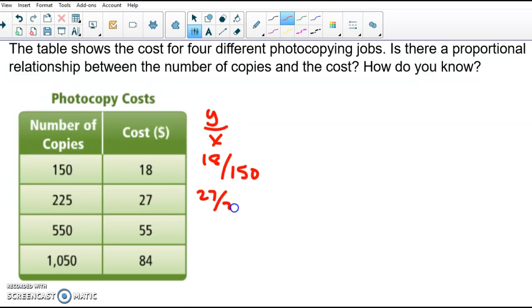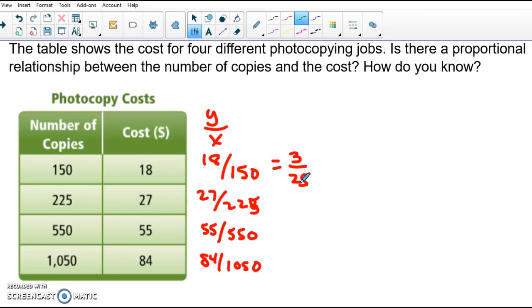So then I have 27 to 25, and then I have 55 to 550, and then I have 84 to 1050. So what I'm noticing in the beginning, as we reduce 18 over 150 to lowest terms, that would be 3 to 25. But I also noticed this fraction down here because this has a 1 to 10 ratio.